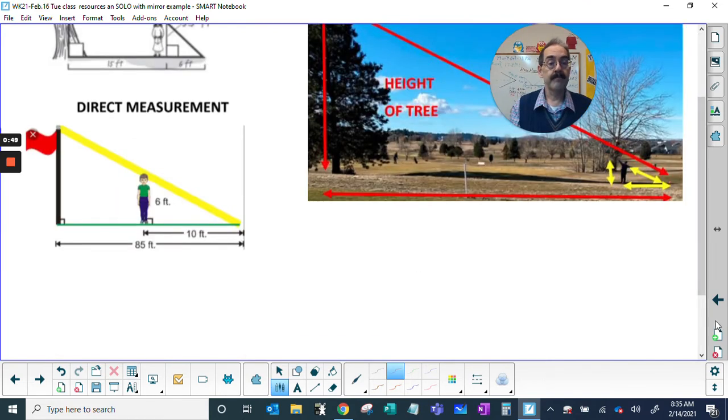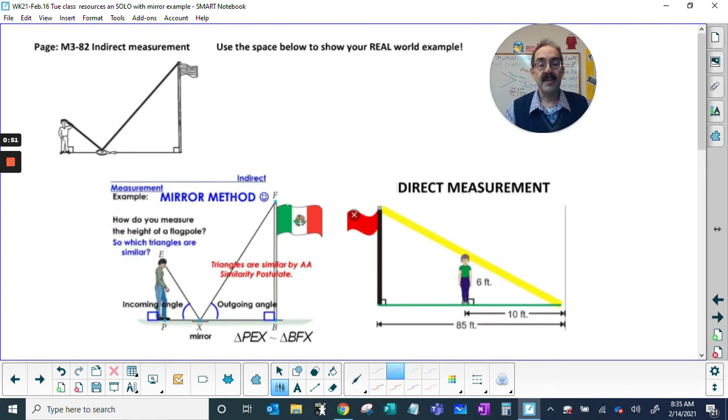Okay? So now this week, instead of doing triangle and a triangle, we're going to do what's called indirect, where we have a triangle on one side that I create, which is going to help us gather the measurements of the other triangle somewhere else. Okay, so let's get started here.